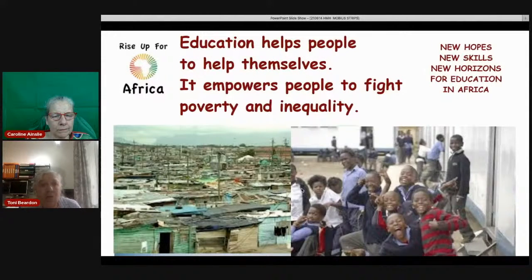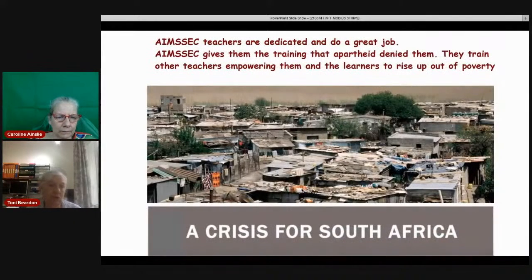And I want some of those children to be educated by the teachers we train and to get such a good education in school that they're going to be able to go on into jobs where they're going to be able to make a contribution to their country. That's what we're trying to do. We're trying at AIMSEC to bring new hopes and new skills and new horizons for education in Africa for children like that, so they can fight their own way out of poverty. We can't do it for them. In fact, the teachers are the people who are so important.